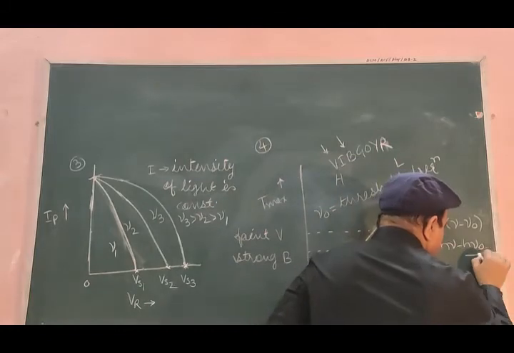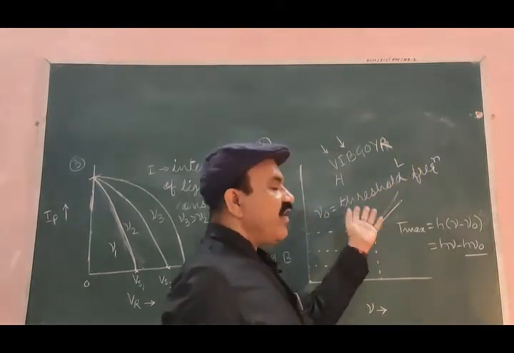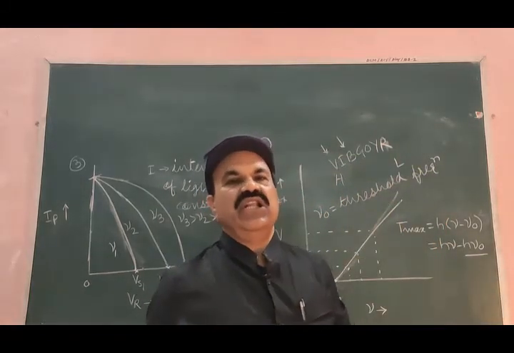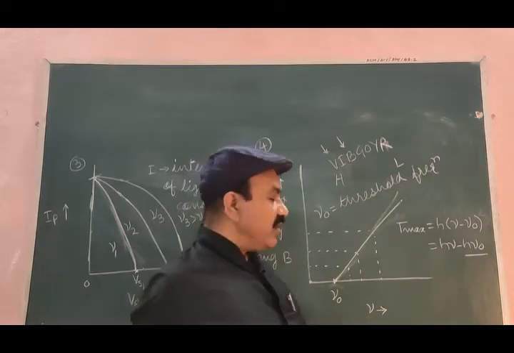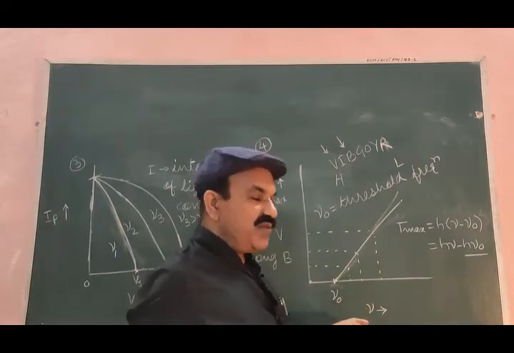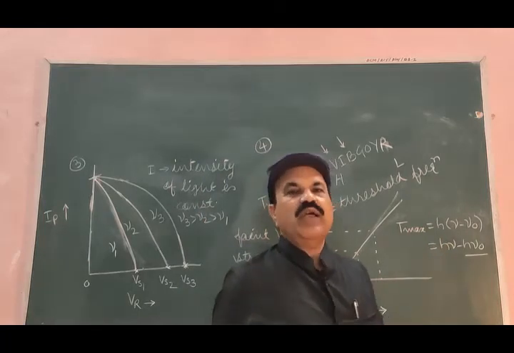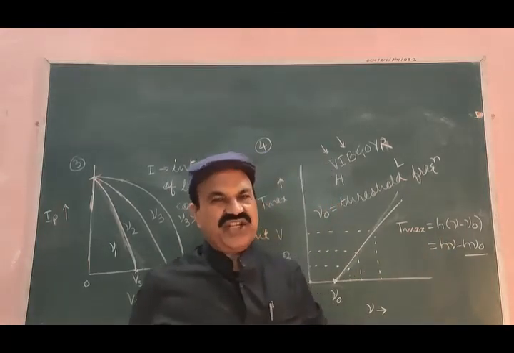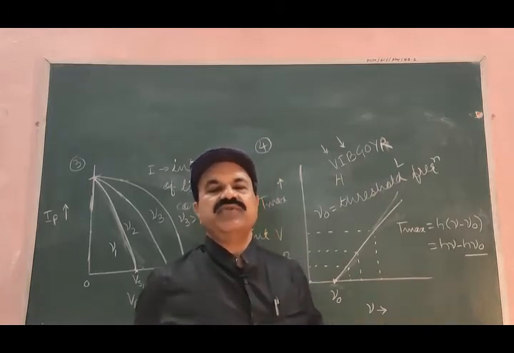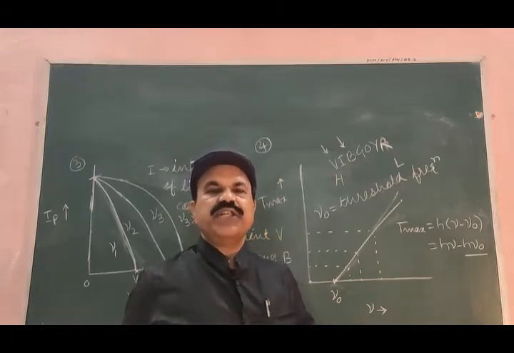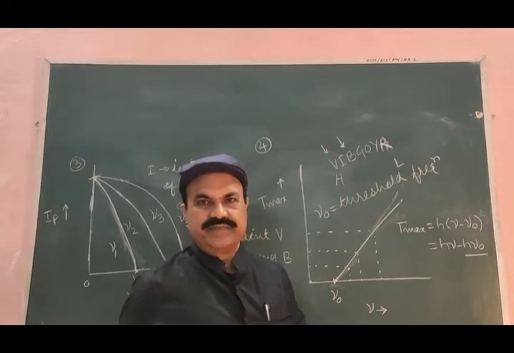This h nu 0 is known as the work function of the metal, which is the product of the threshold frequency of the metal and Planck's constant h. The value of Planck's constant h is 6.625 into 10 to the power minus 34 joule second.